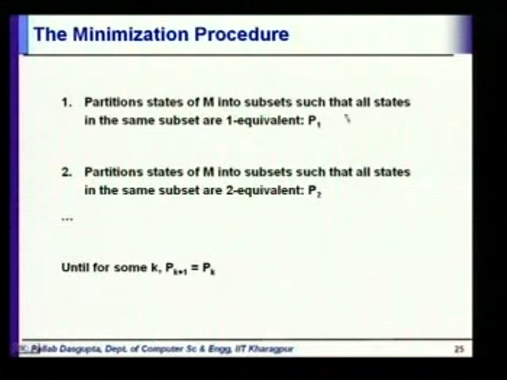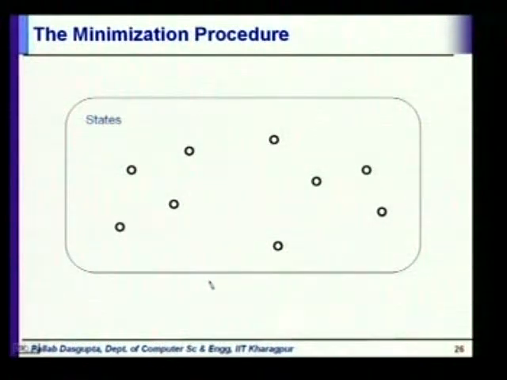What is the minimization procedure? Partition the states of M into subsets such that all states in the same subset are 1 equivalent. Again, you see, this is like that bucketing. Partition states of M into subsets such that all states in the same subset are 2 equivalent, then 3 equivalent, then 4 equivalent, until you reach some case where the partitions do not change anymore. That is where we reach the fixed point, and that is where we terminate. Okay. Let us see an example.